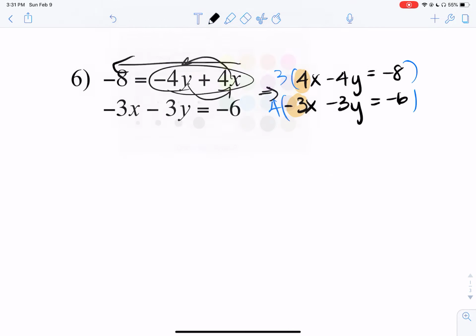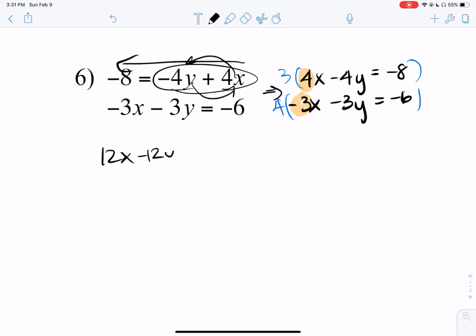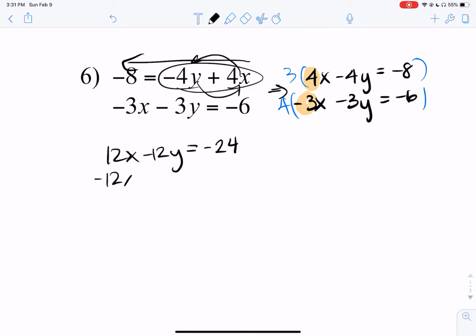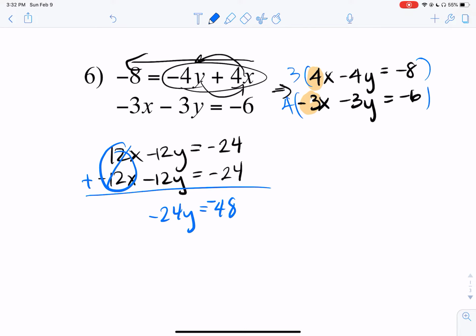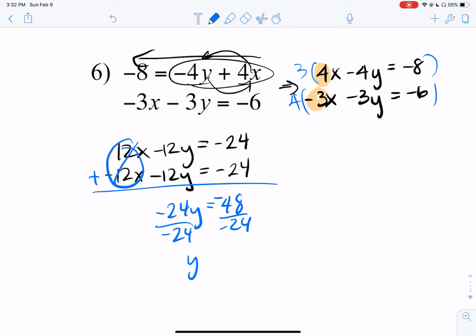So for the top one, we end up with 12x minus 12y is equal to negative 24, and negative 12x minus 12y is equal to negative 24 as well. So when we add downwards, the positive and negative 12x, that's equal to 0. The negative 12 and negative 12, that's equal to negative 24y. And the negative 24 plus the negative 24, that's equal to negative 48. So dividing by negative 24, the value of y is going to be positive 2.